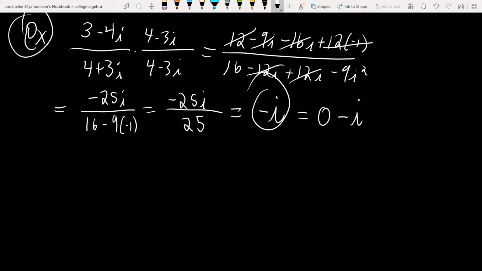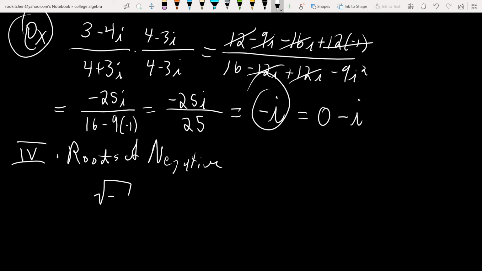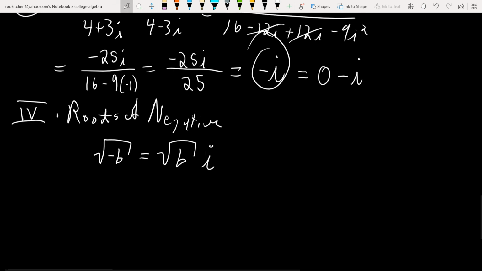So next thing we want to do a little bit of work with negatives and roots. Okay, so section 4, we have roots of negatives. Generally when you are working with roots of negatives, you want to right off the bat convert it to an imaginary number. So if you have the square root of negative b, your first step should be to rewrite it as square root b times i. If you don't, you could be in a little bit of trouble.